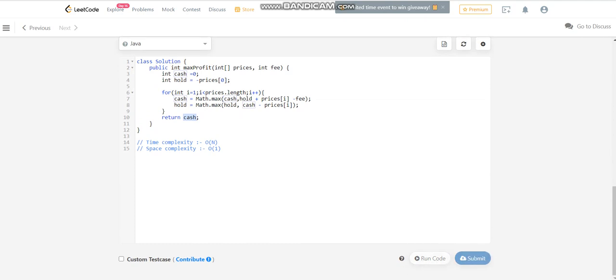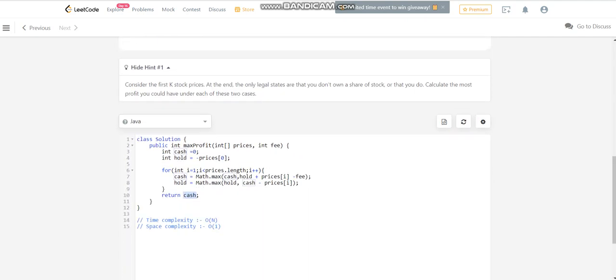The time complexity remains big O of n, because we will be traversing the array once, and the space complexity also remains constant. So I think that's it for this question.